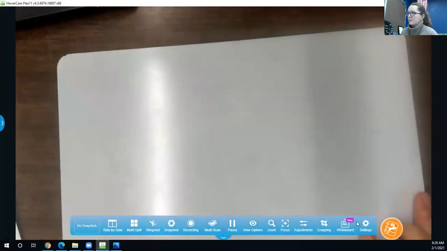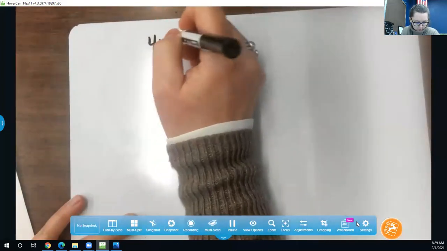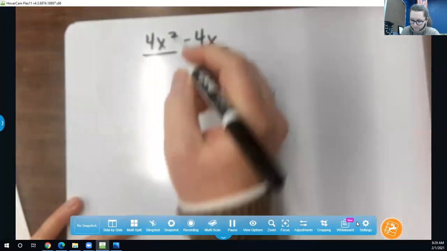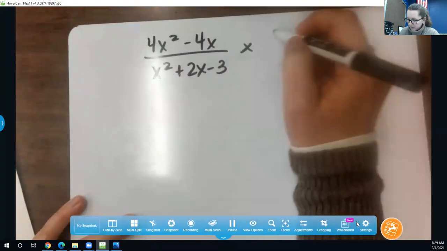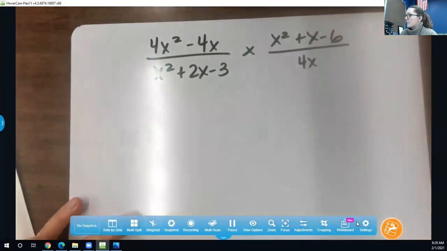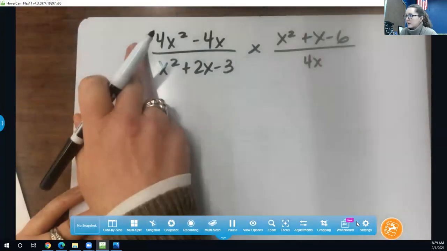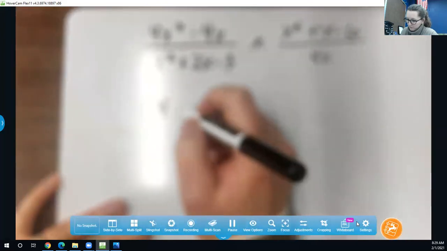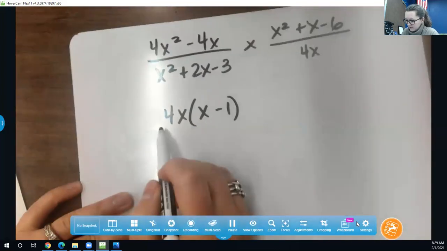Let's look at example 2. This may work here in our favor when we have some binomials. So I have 4x squared minus 4x divided by x squared plus 2x minus 3 times x squared plus x minus 6 divided by 4x. So remember when we talked about our number one rule was factor, factor, factor, right? So we're going to see if we can factor any of these terms here. So I'm going to look up here, 4x squared and minus 4x, and I know I can pull out a 4 and an x, right? So I have x minus 1 there in the numerator.